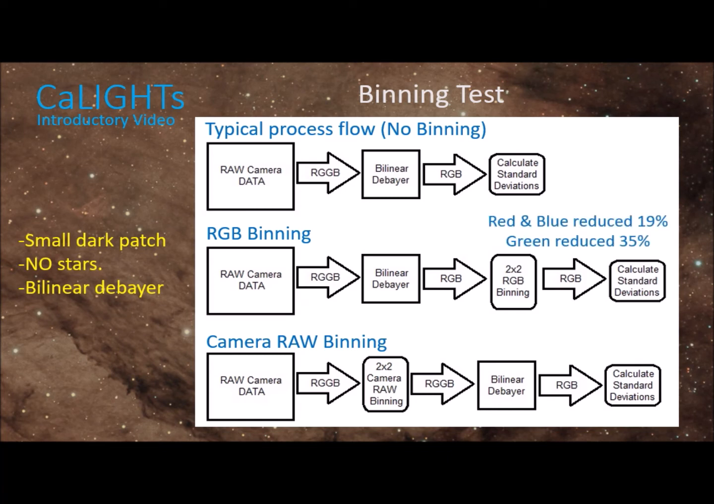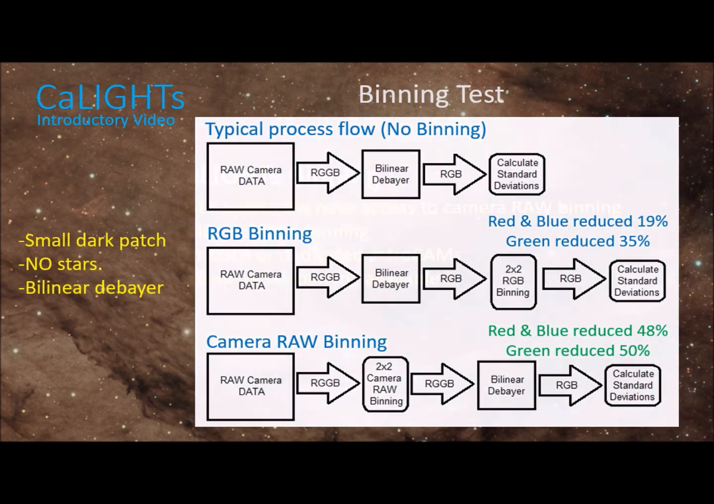I found that RGB binning had reduced the noise in the red and blue pixels by 19%. The noise in the green pixels had been reduced by 35%. When I measured the standard deviations for the camera raw binning, I found that the noise had been reduced 48% in the red and blue pixels and 50% in the green pixels. This is almost double the noise reduction, and all I did was to perform the binning at a different location in the image processing.